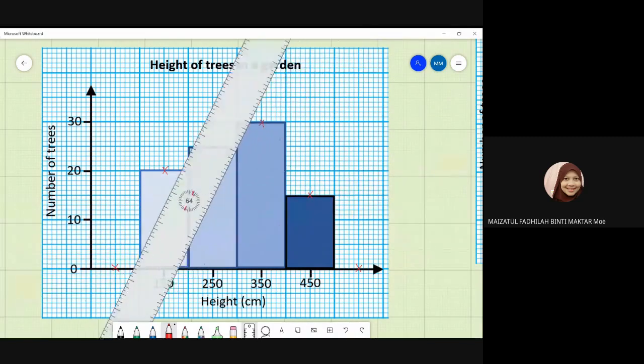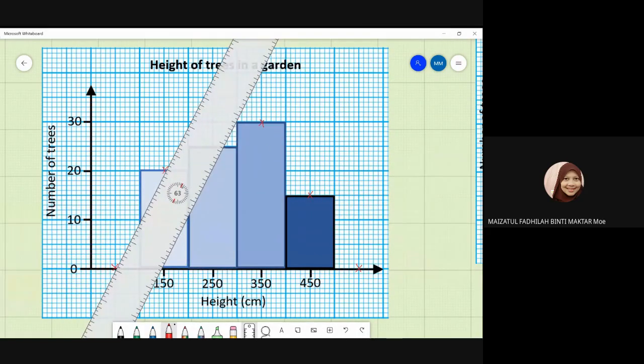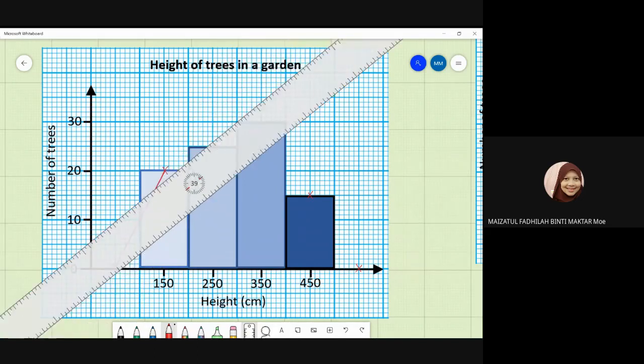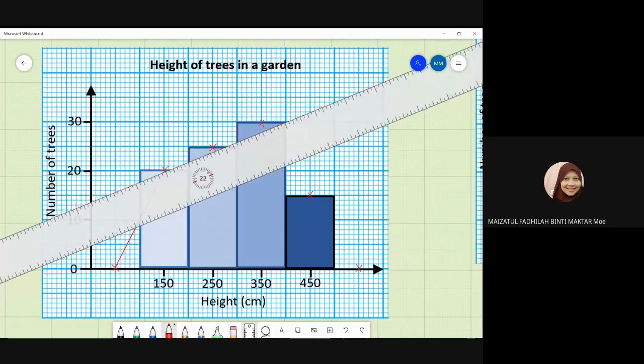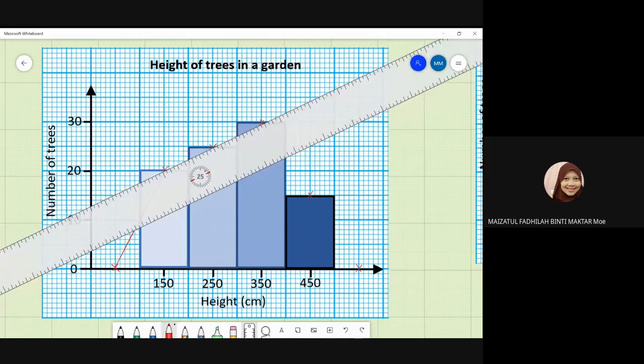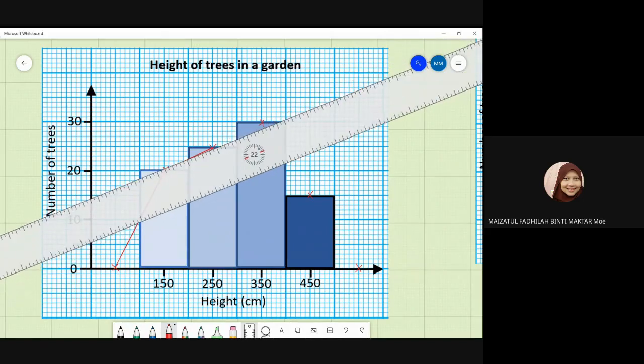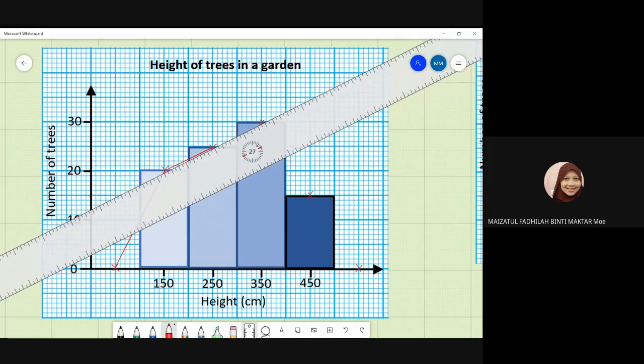Okay, so for this one, you just take this like this. Then you just connect the line between it. Okay, then continue the second and the third X here. Then you connect it. Make sure you do this one properly. Okay, done.